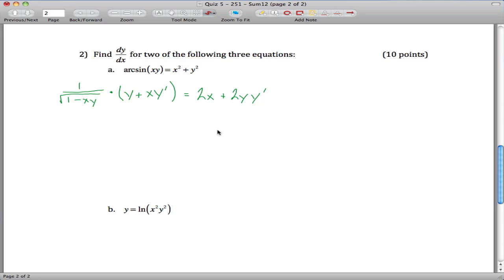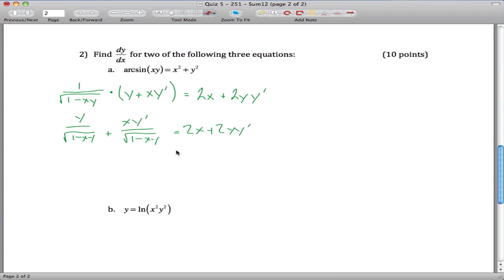What we want to do is factor out a y prime, get y prime all by itself. I think the easiest way to do that is to first distribute this through to both terms. So we get y divided by the square root of 1 minus xy, plus xy prime divided by the square root of 1 minus xy, equals 2x plus 2y prime.